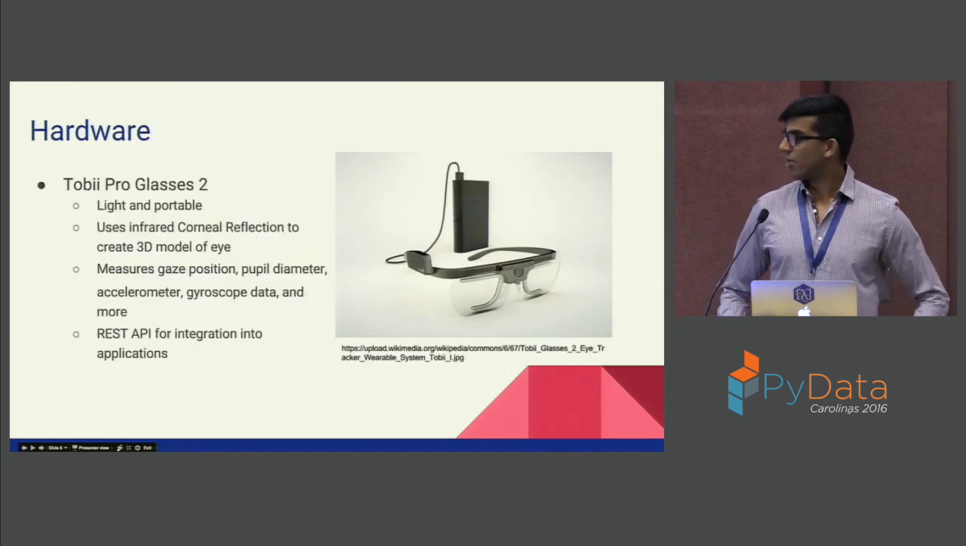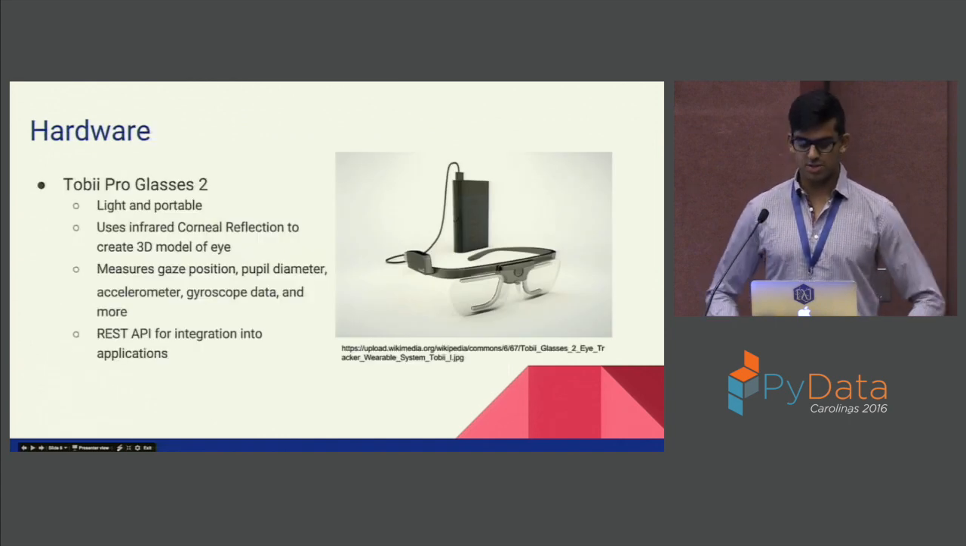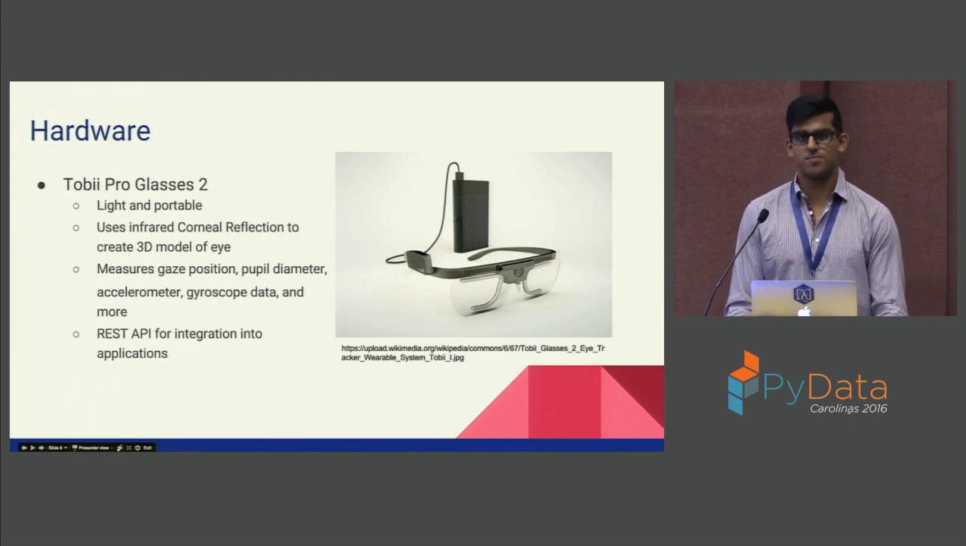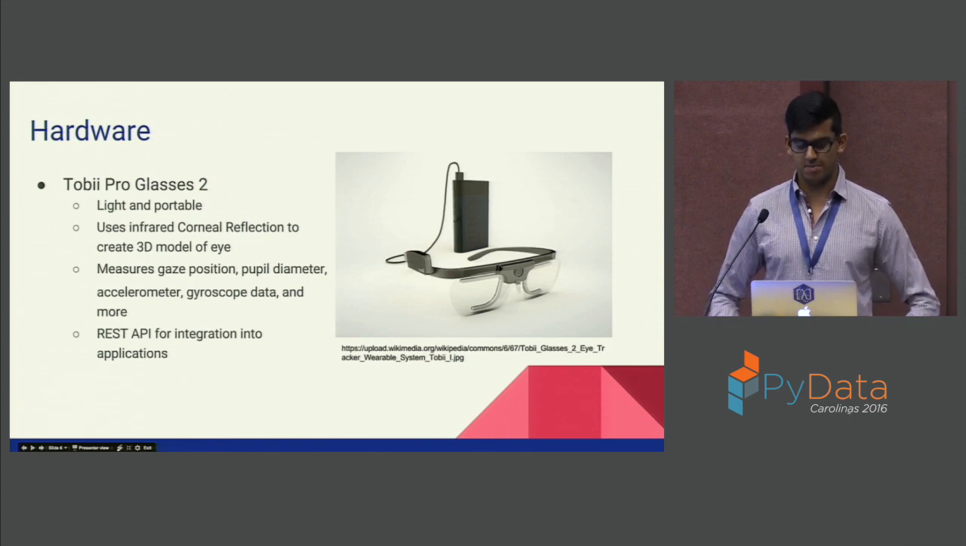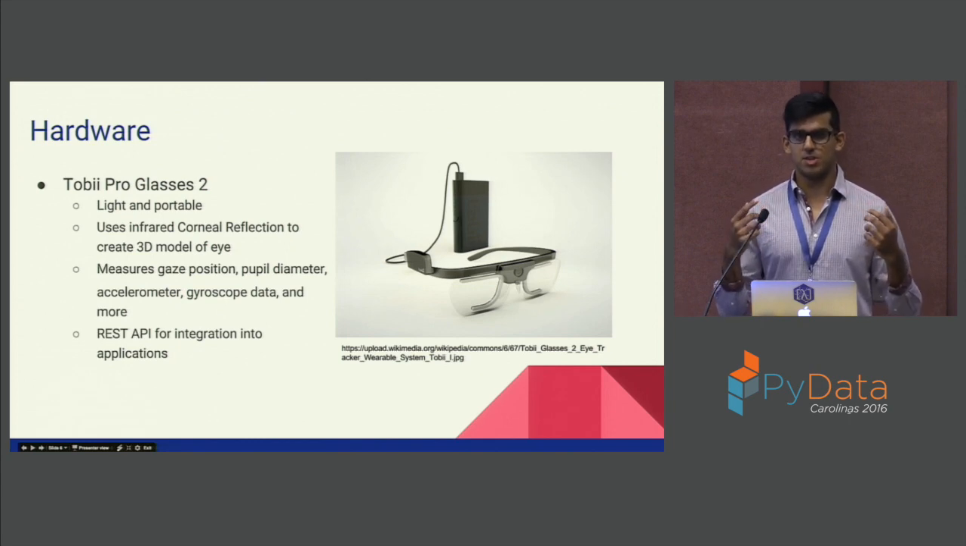First, I want to talk about the hardware that we were using. So we were using the Tobii Pro Glasses 2. There's a lot of eye tracking glasses, but we found that these would be the best for our purposes for a few different reasons. One is that they have 4 infrared sensors that use corneal reflection to create a 3D model of the eye. And by building that 3D model, that allows them to compensate for glasses slipping down or slight perturbations. So you get a more accurate gaze position readout.